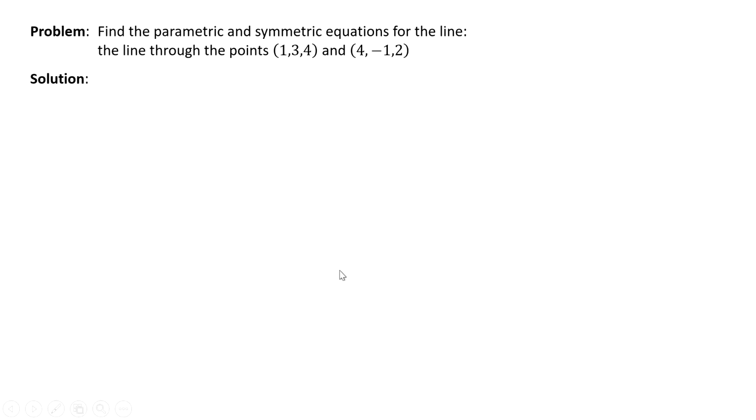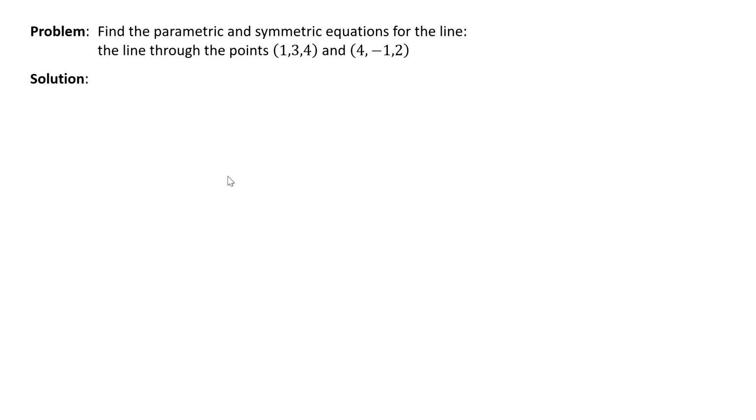Okay, let's move on. Find the parametric and symmetric equations for the line through the points. Whoa. They gave us 2 points, that's all. With that piece of information, would we be able to figure out the equation of a line?